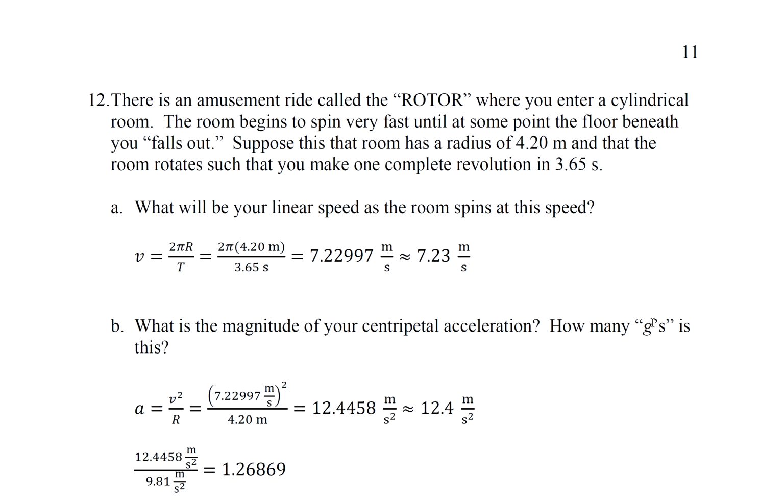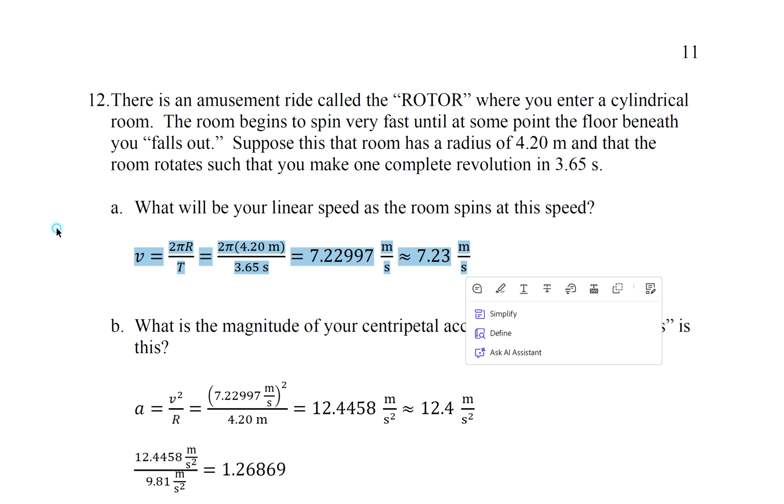Question 12. There is an amusement ride called the rotor, where you enter a cylindrical room. The room begins to spin very fast until at some point the floor beneath you falls out. Suppose that this room has a radius of 4.2 meters and that the room rotates such that you make one complete revolution in 3.65 seconds. What's your linear speed? That's total distance over total time.